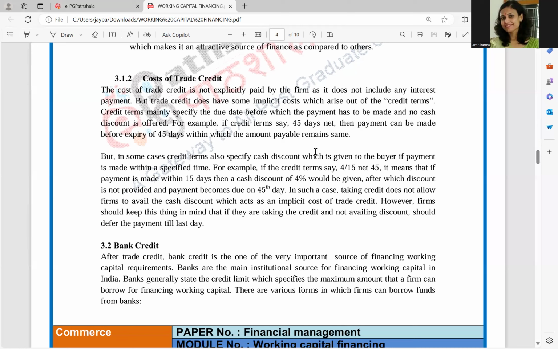For example, this is a particular credit term which specify 4 by 15 net 45. It means that if payment is made within 15 days, then a discount, or we can say a cash discount of 4% would be given, after which discount is not provided and payment becomes due on the 45th day. सो अगर 15 दिन के अंदर अंदर आप पेमेंट कर दोगे तो 4% कैश डिस्काउंट मिलेगा आपको, जो अभी आपको पेमेंट करनी है. और अगर आप 15 डेज के अंदर पेमेंट नहीं करते तो फिर आप 45 डेज बाद पेमेंट करो, और देन इन दैट केस no cash discount will be provided to you.